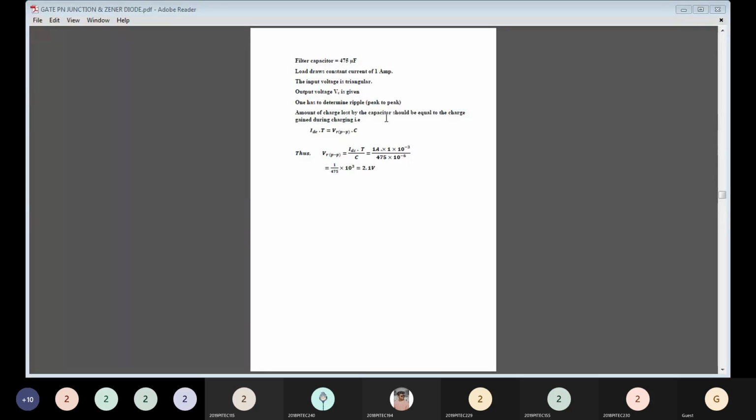The amount of charge lost by the capacitor should be equal to the charge gained during the charging process. So time period T into I DC equal to V ripple peak-to-peak into C. So V ripple peak-to-peak equal to I DC into T divided by C, which is equal to 1 ampere into 1 into 10 power minus 3 divided by 475 into 10 power minus 6, which is equal to 2.1 volt.